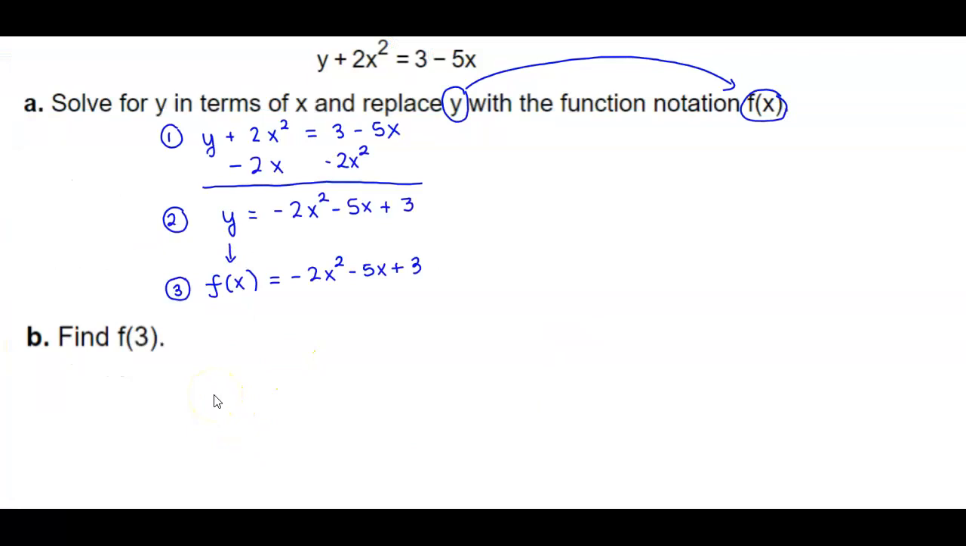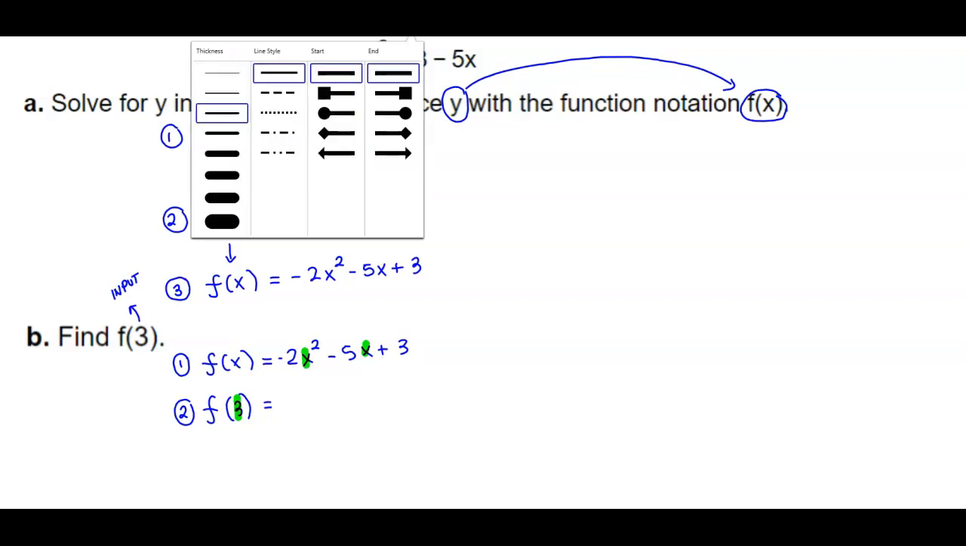Alright, so what does that mean? That means if we're finding f of 3, then 3 is going to represent the input or the value of x. So we're going to write that function again now. So we have f of x, which is equal to negative 2x squared minus 5x plus 3. And now we want to be able to find f of 3, and therefore that means when 3 becomes the input, we're going to replace all the x's with the value of 3. So let's go ahead and do that.